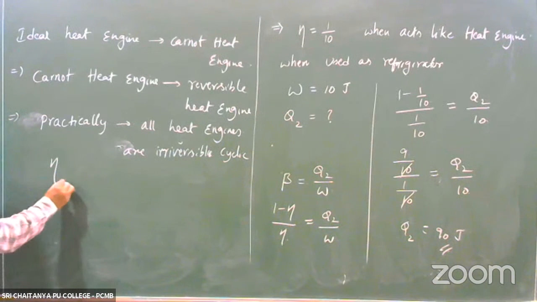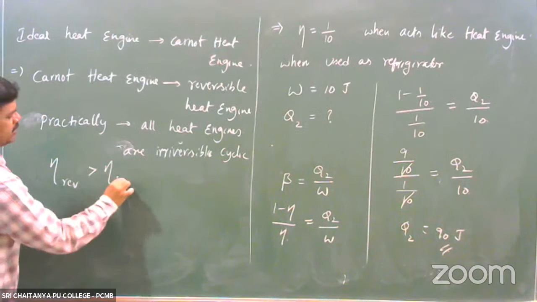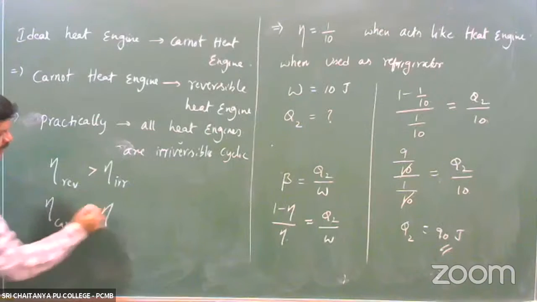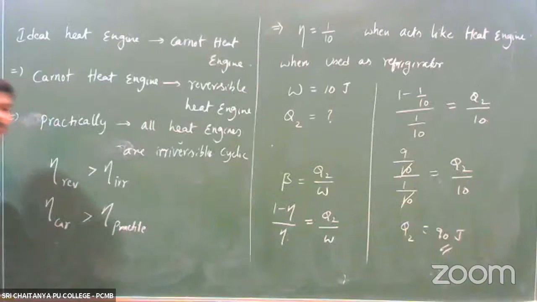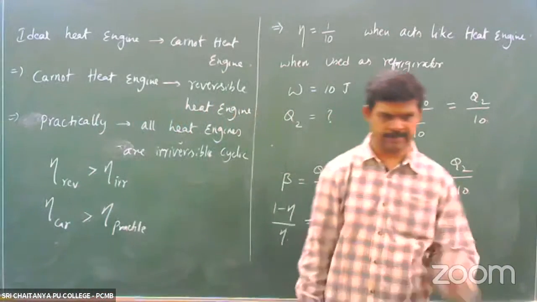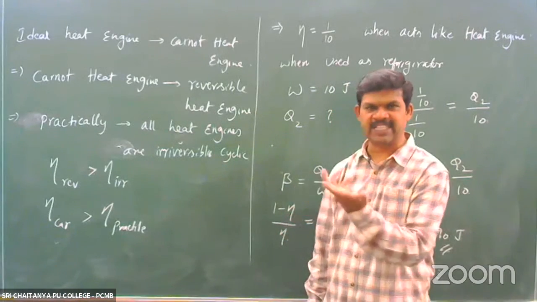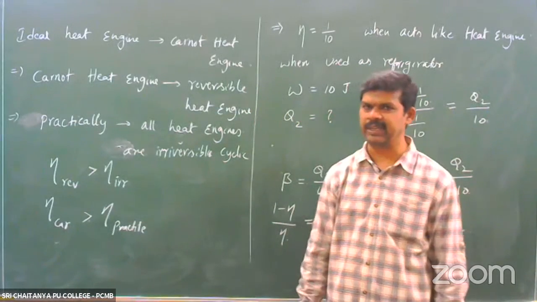Always the efficiency of a reversible cyclic engine is greater than the efficiency of an irreversible engine between the same temperatures. So always the efficiency of the Carnot engine is greater than the efficiency of any practical engine. Right? When two engines are operating between the same temperatures, one is Carnot's reversible engine, another one is an irreversible engine. Which has more efficiency? The reversible engine has more efficiency.